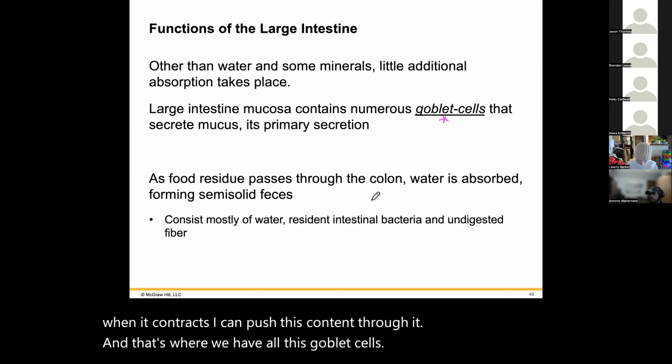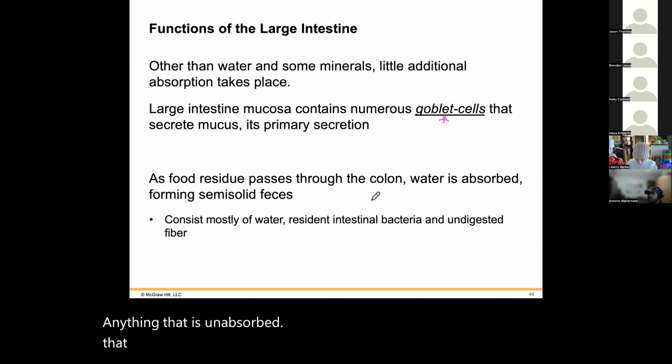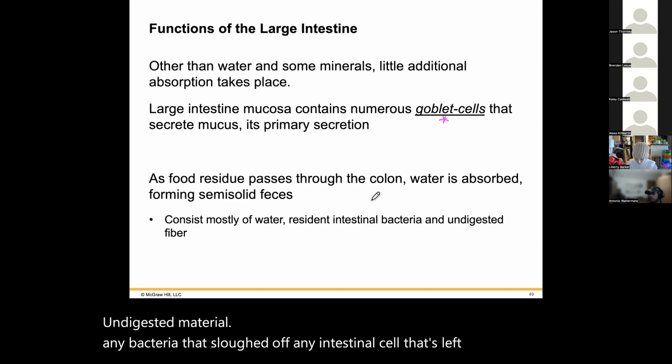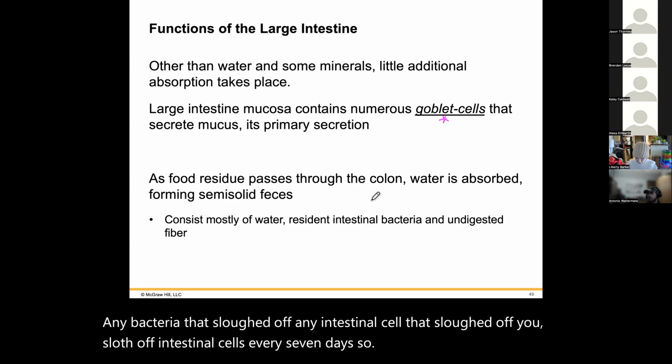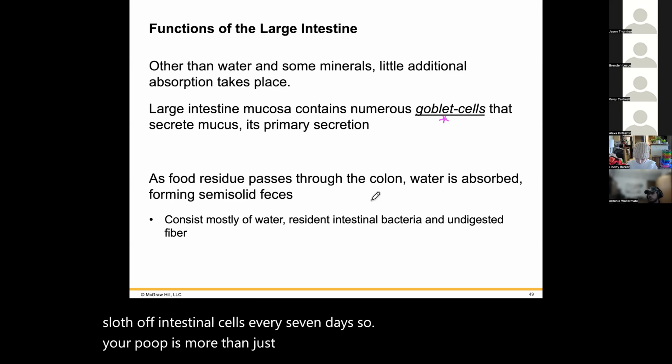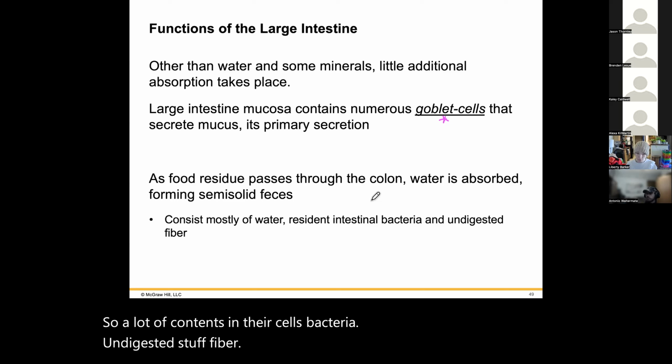Anything that is unabsorbed constitutes your fecal matter: undigested material, any bacteria, any intestinal cells that sloughed off, and you slough off intestinal cells about every 7 days. So your poop is more than just undigested stuff. A lot of contents in there: cells, bacteria, undigested stuff, fiber. All that makes up your fecal matter.